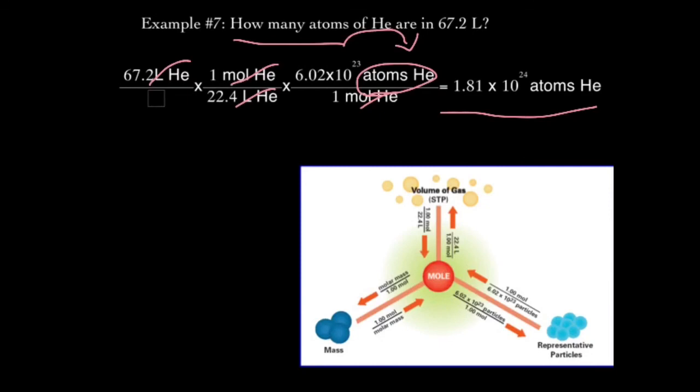So if you had a balloon that was a 67.2 liter balloon and it was filled with helium at standard temperature and pressure, it would contain that many atoms. You would be able to solve that problem. This is a problem that not many people can do in our everyday lives. And it gives you, again, great power in chemistry to get problems solved. So that's our video on the mole.